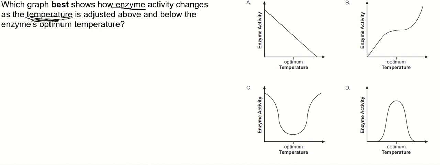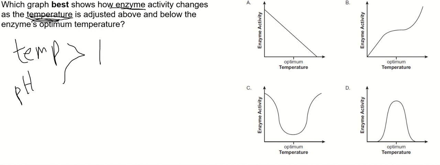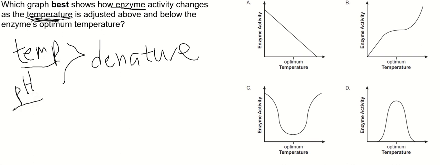Well, we know that automatically, when you change temperature or pH, those things are going to break enzymes. We call that denaturing. So those are not good things. Enzymes only work at very specific temperatures and very specific pHs.